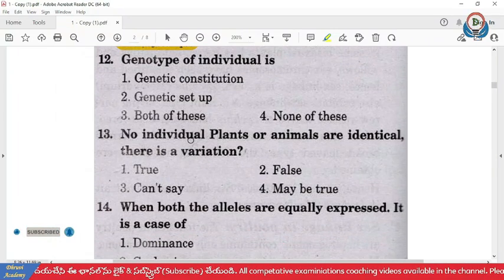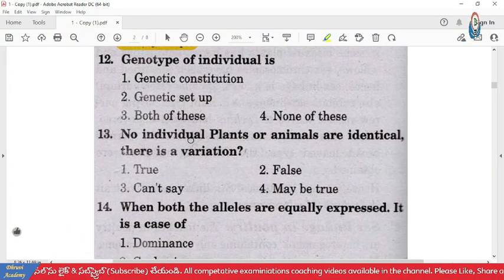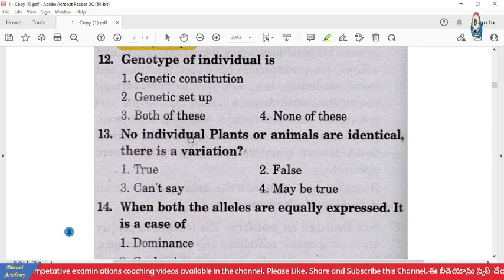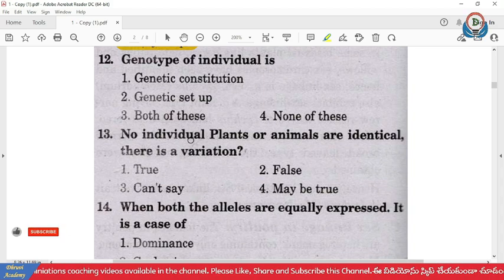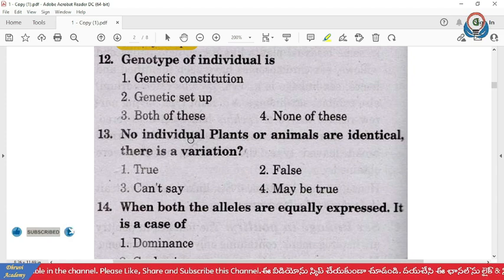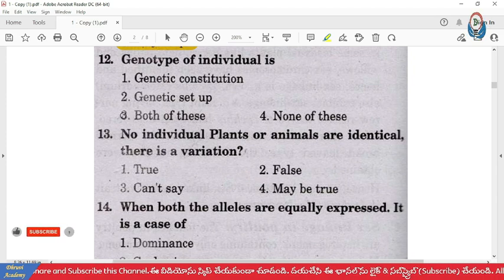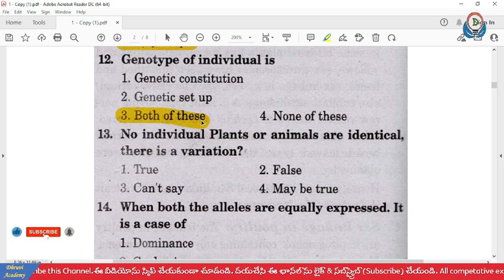Next, genotype of an individual is: first, genetic constitution, or second, genetic setup, or third, both of this, or fourth, none of this. Which is the correct answer? Genotype of an individual is, its answer is both of these.